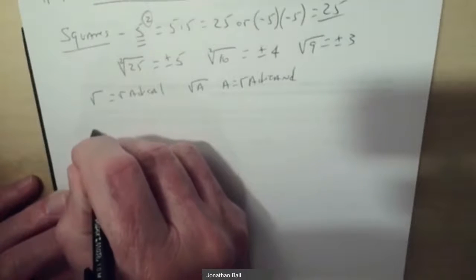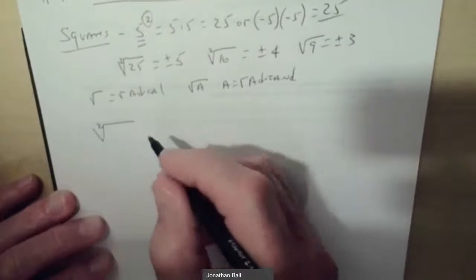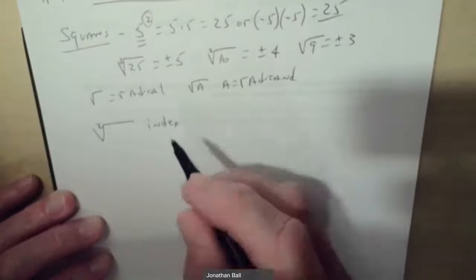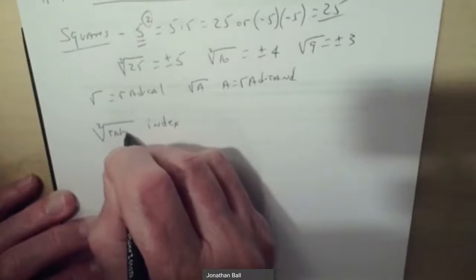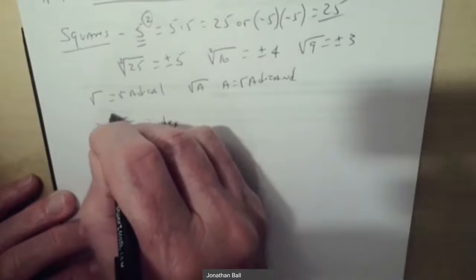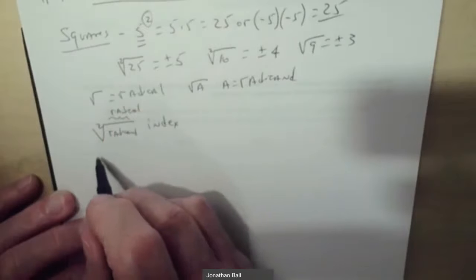Okay. And the 2 here is the index. And this is the radicand, R-A-D-I-C-A-N-D. And this thing here is the radical. And again, you're not going to see this term a whole lot, but you will see it occasionally.